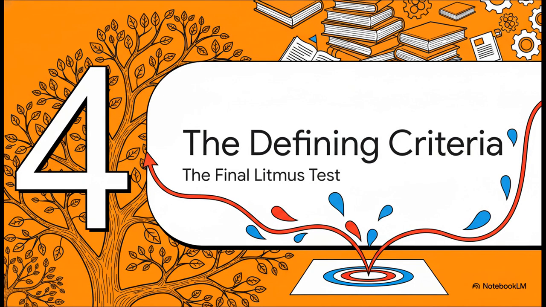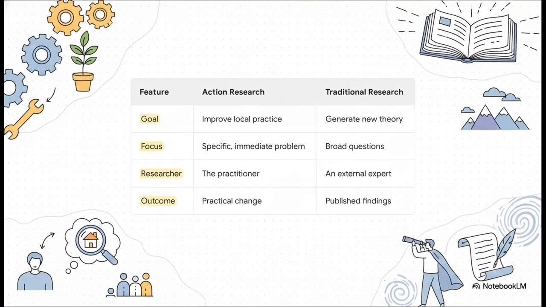Okay, so this brings us right back to where we started. What's the real test? How can we definitively tell the difference between action research and, say, more traditional academic research? This chart makes it crystal clear. Think about it. The goal of traditional research is often to create some new general theory. But with action research, the goal is to improve your local practice. Traditional research focuses on broad questions. Action research is all about solving a specific, immediate problem. And the researcher, in the traditional model, is an external expert. In action research, it's you. The outcome isn't a published paper necessarily, it's actual practical change.